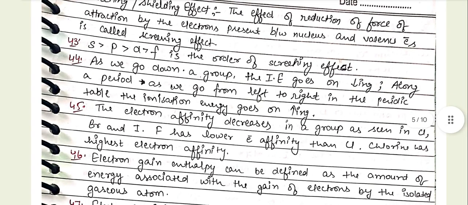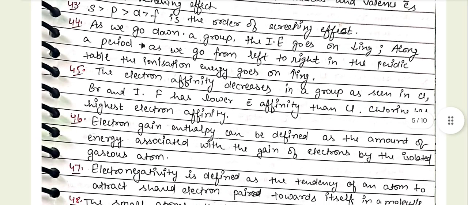The order of the screening effect is maximum for s, then p, then d, then f. As we go down a group, the ionization energy goes on decreasing. Along a period, as we go from left to right in the periodic table, the ionization energy will increase.